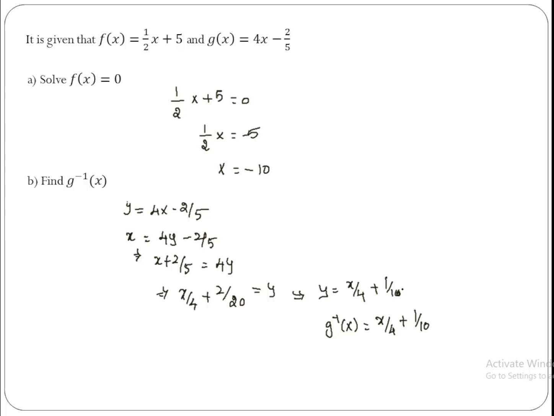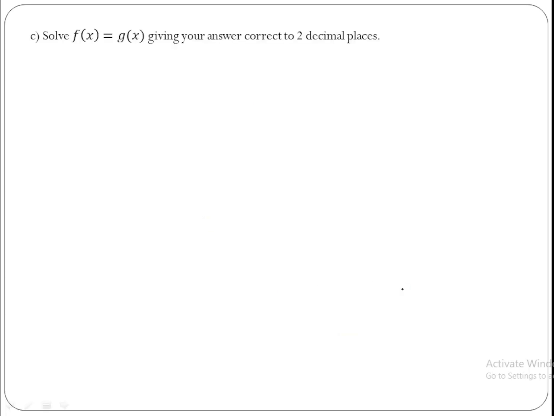Okay, shall we proceed to the third option? Third solution? Yes. We have to find f of x equal to g of x in decimal places. Shall we move on to that part? Yes. So what is our f of x? We can go to the previous slide. It's half x plus 5. G of x is (4x minus 2) by 5.